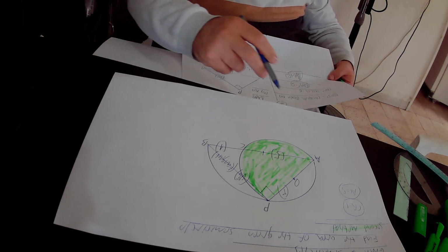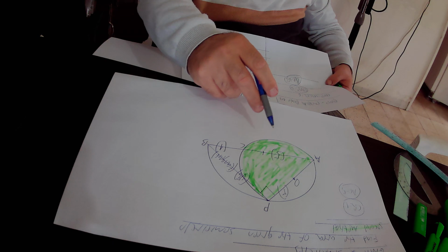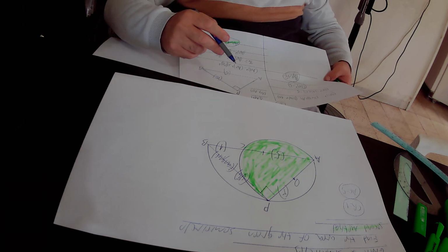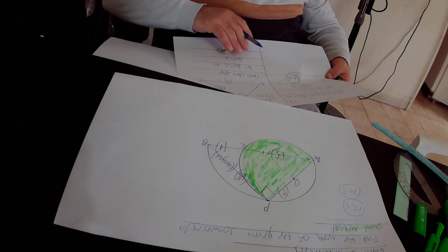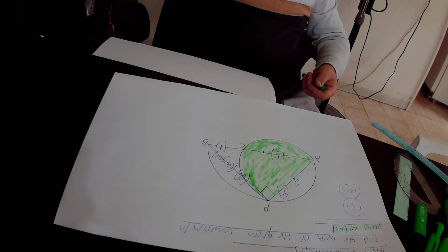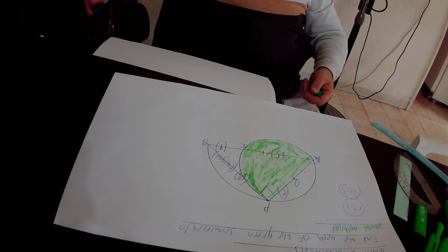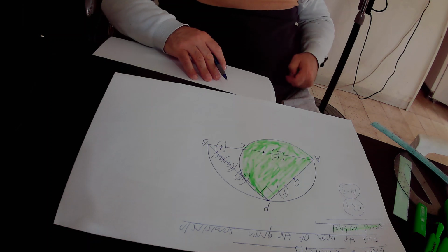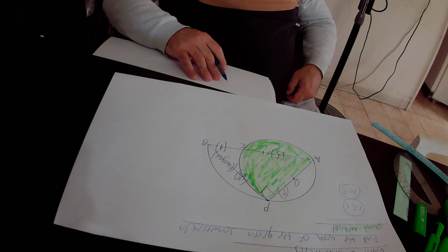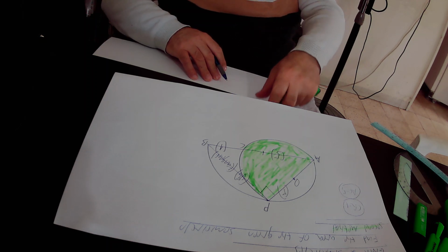AP is the diameter of the green semicircle, and it is equal to the square root of 30 units in its length. If the diameter AP equals the square root of 30, it means that the radius must be equal to half of it.